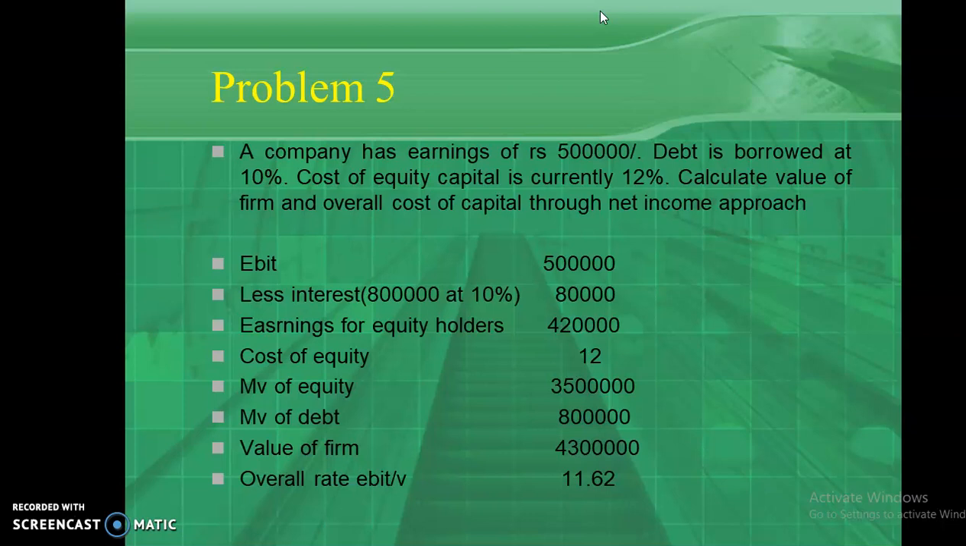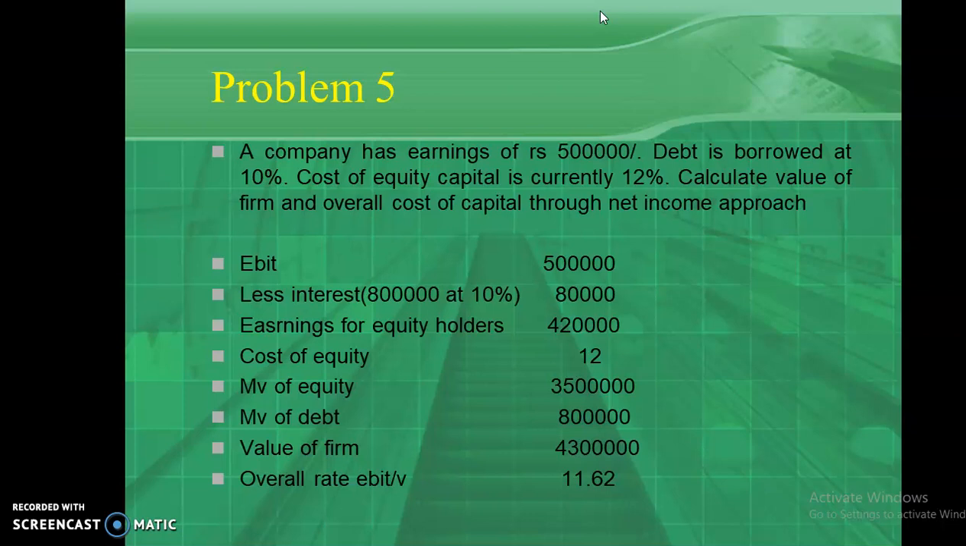So first you deduct interest. That's the first and most important step. Debt is borrowed at 10%. So the debt amount is, assuming, 8 lakh rupees. It's not given in the question, but we assume 8 lakh rupees. So 8 lakh at 10% gives you 80,000 rupees of interest. That 80,000 rupees is deducted from the 5 lakh. So you will get the earnings for equity shareholders, 4,20,000. This is known as net income.